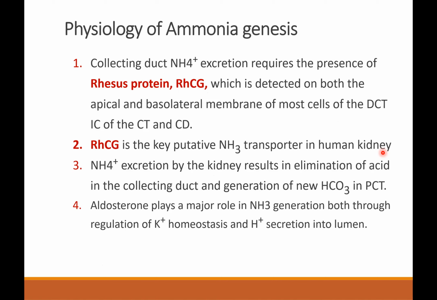Collecting duct NH4 excretion requires a special channel called rhesus protein, or RhCG. Simply because the ammonia is formed from the glutamine, it cannot escape into the tubular lumen. There is a special porter there, called the RhCG porter, or rhesus protein porter. This was very recently recognized, around 15-20 years back. Before that, nobody knew this protein. They were thinking that ammonia just moves across, and it is detected on both the apical as well as the basolateral membrane.